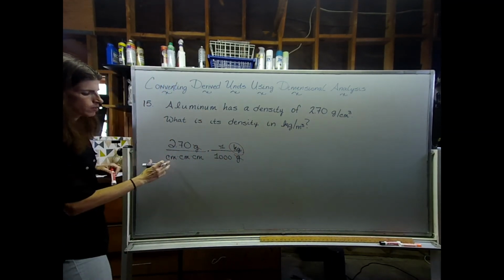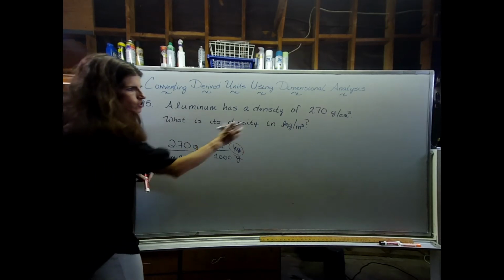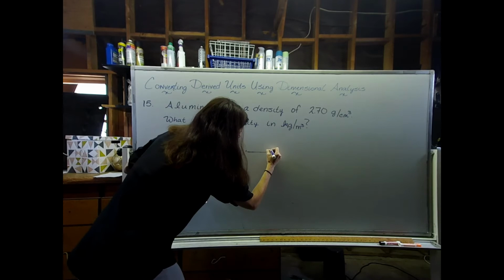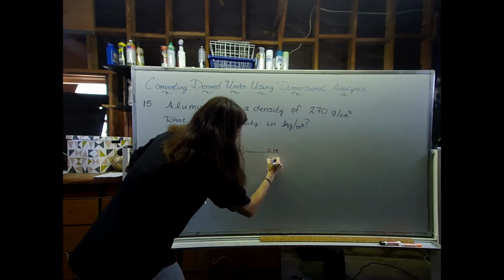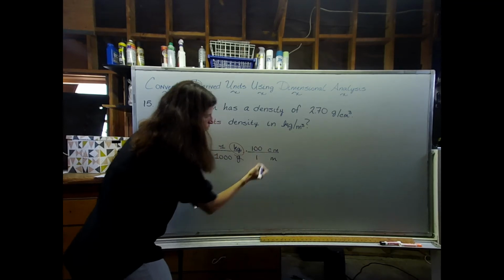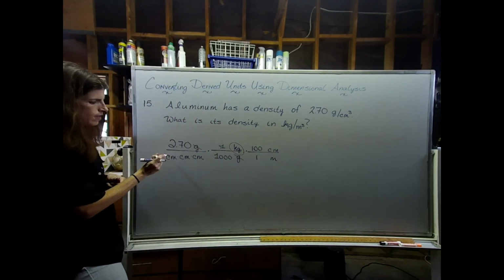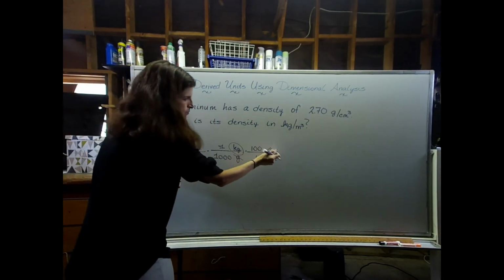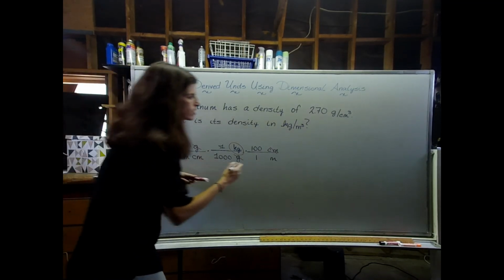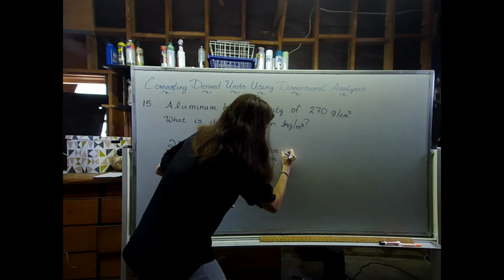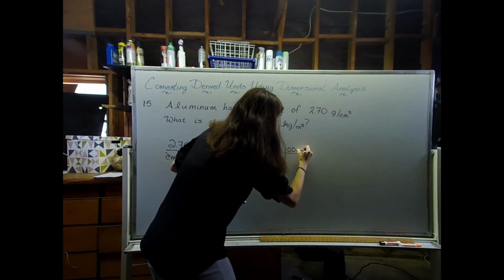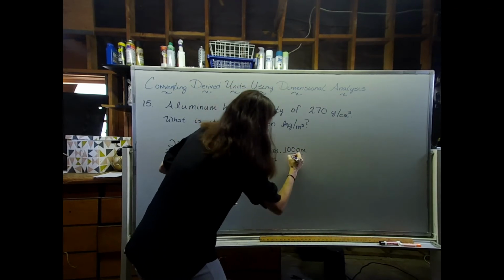On the bottom, we need to get centimeters to meters. So I'll start setting that up. I want to get rid of centimeters and turn that into meters. So 100 centimeters in 1 meter. And that gets rid of one of these centimeters. But since it's centimeters cubed, I need to do that 3 times. So I'm going to tack on 2 more of these conversion factors. 100 centimeters has 1 meter.